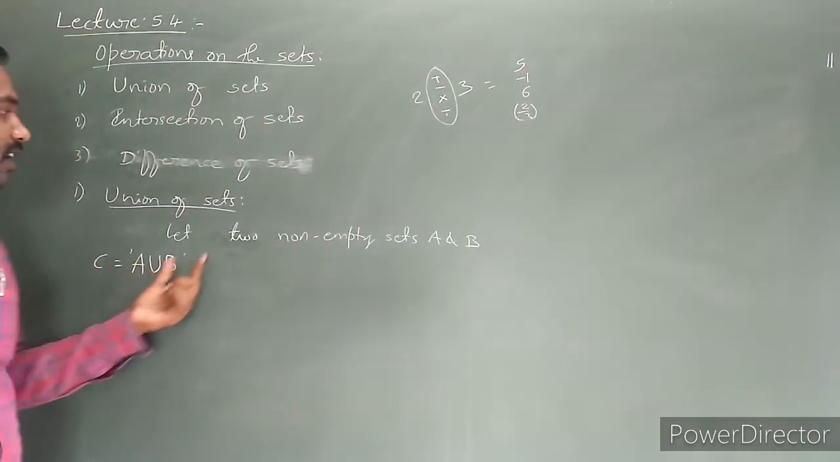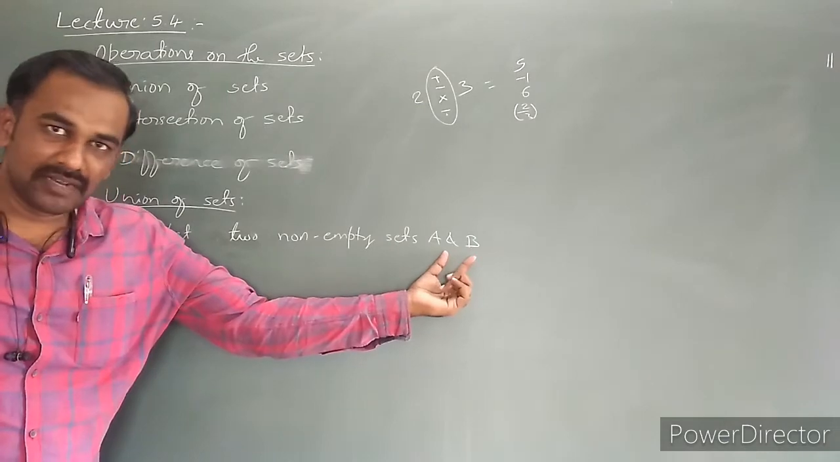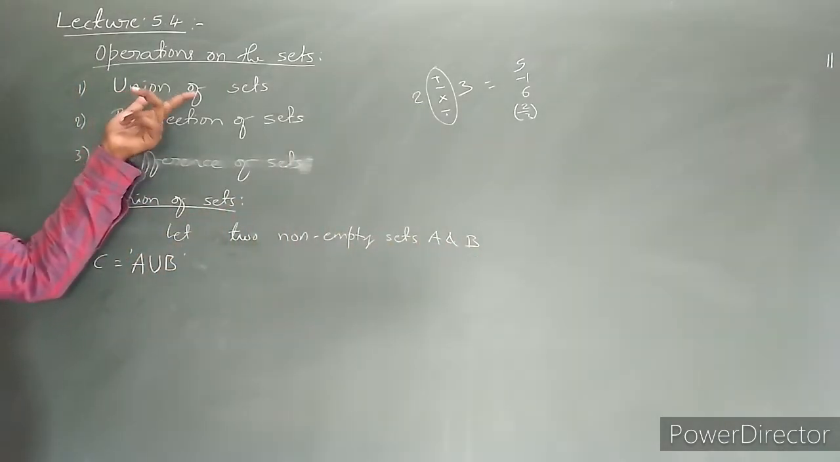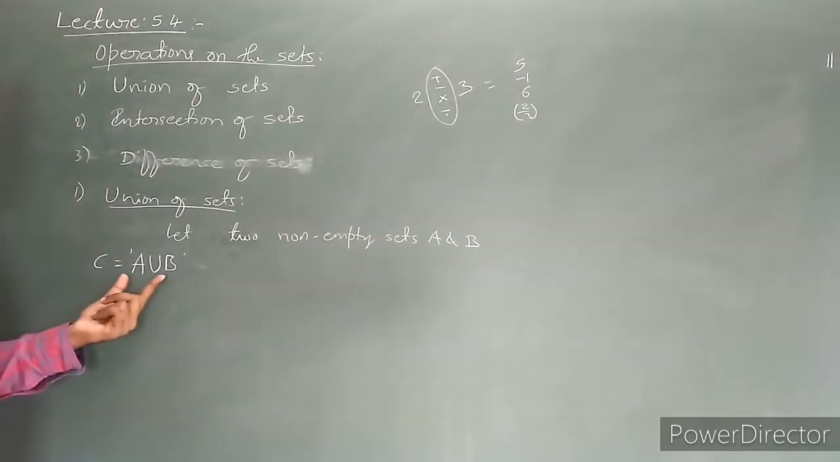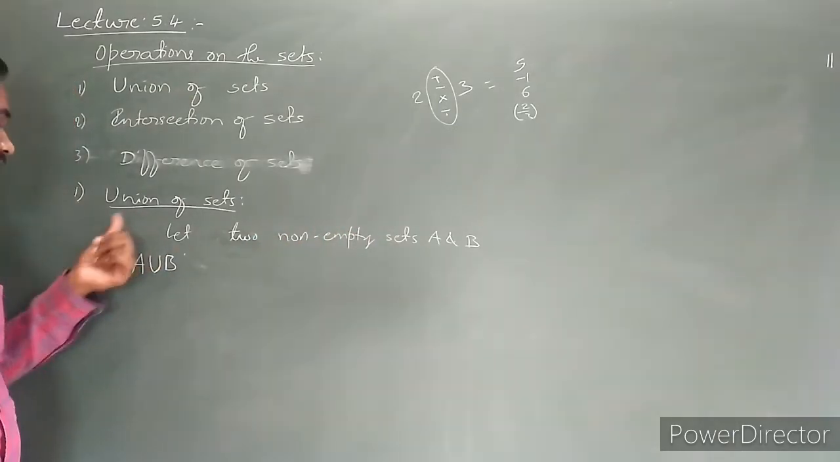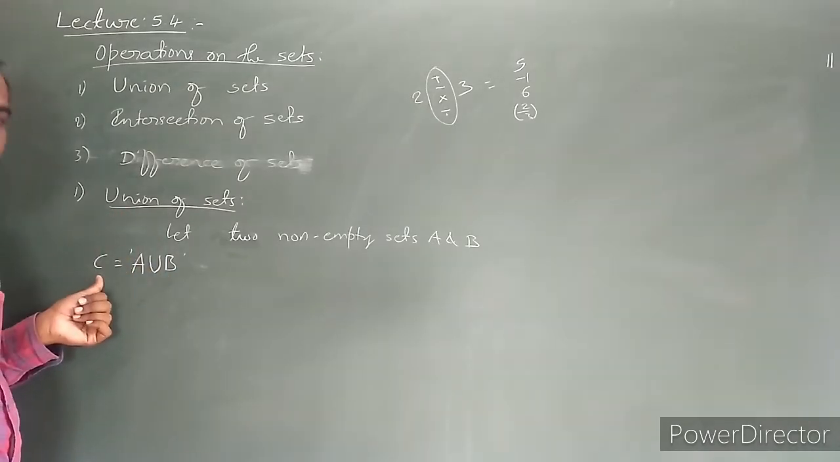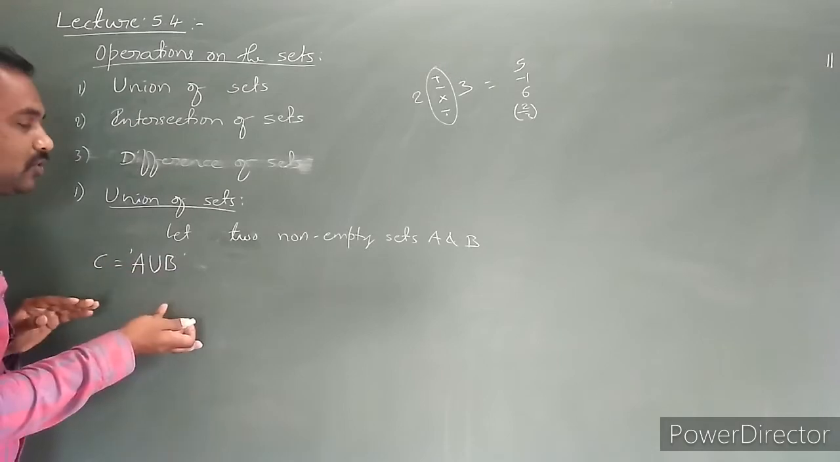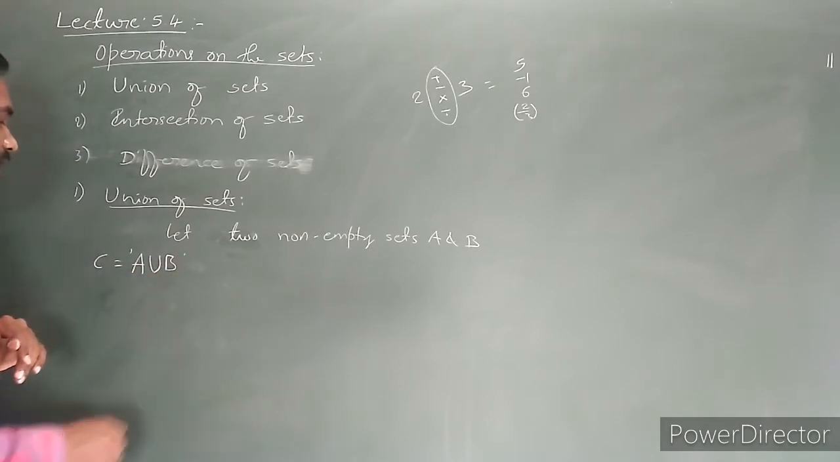In the same manner, two sets are there, A and B. After doing some operation, what is that operation I am doing? Union. Union is represented as A union B. The resultant set is also a set, denoted by C. How do we have to do the operation?